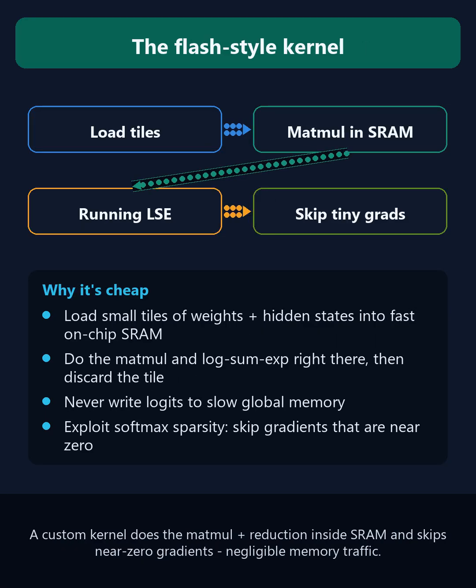The magic is in a custom flash-style kernel. Instead of writing logits out to slow global memory, CCE loads small tiles of the weight matrix and the hidden states into fast on-chip SRAM, does the matrix multiply and the log-sum-exp reduction right there, then discards the tile. It also exploits softmax sparsity. Most gradients are practically zero, so it simply skips those computations. The result is negligible memory traffic at full speed.